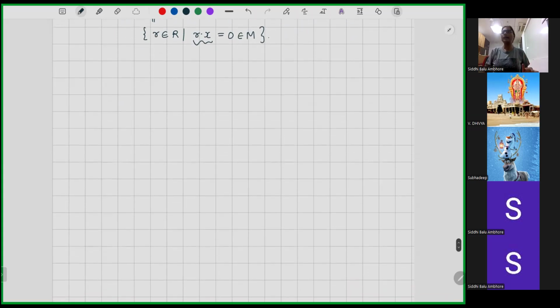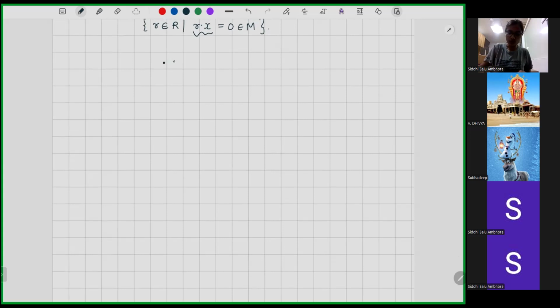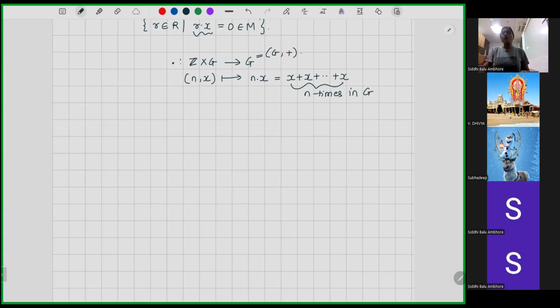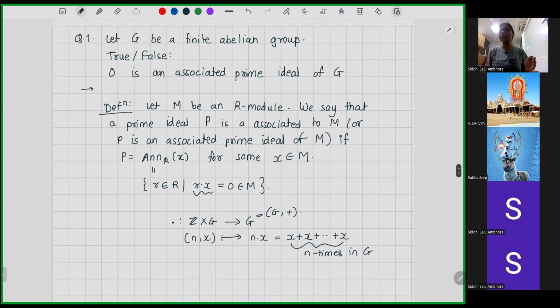Now we will be looking at the given group G as a Z module. The abelian group condition is anyway satisfied, so we have to give the scalar multiplication for it to have a Z module structure. It is (n, x), with n in Z and x in G, going to n times x. What does this mean? It is x plus x, n times, in G, where G is the group (G, +). Any doubt here about how G is looked at as a Z module?